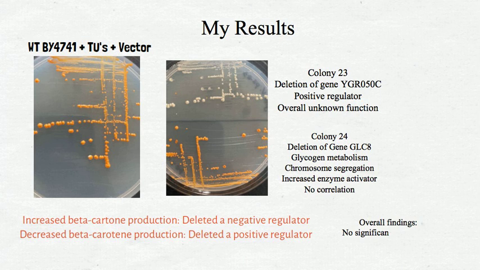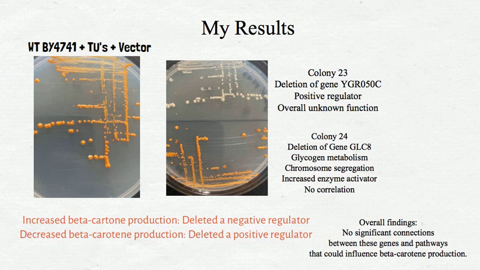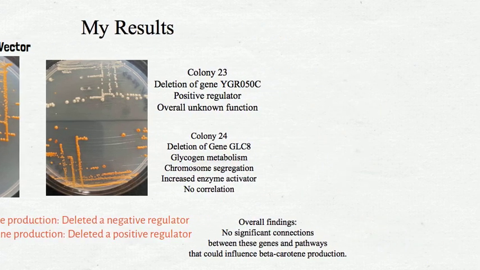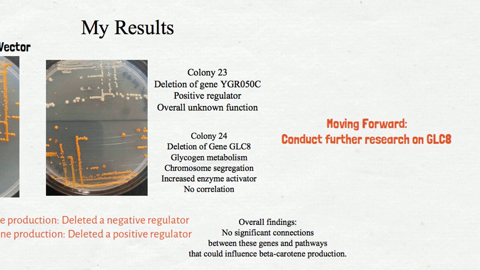Overall, I did not find any significant connections between these genes and pathways that could influence beta-carotene production. My results led me down an entirely different pathway, with one of my gene's functions being totally unknown. If I were to follow up on a gene of interest, I would conduct further research on gene GLC8. The fact that it is associated with glycogen deficiency in Saccharomyces cerevisiae is intriguing to me.